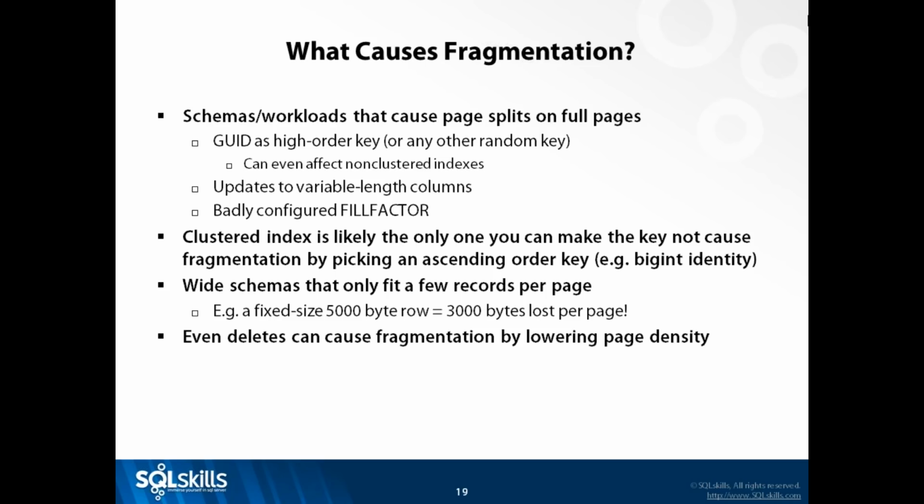Something that can cause wasted free space is very wide schemas. Let's say you have a 5,000 byte fixed size row. How many of those can you get on an 8K page? One. So that's 3,000 bytes lost per page. Lots of wasted space in the buffer pool. You might want to think about that when you're doing your design, because most of the time you can't redesign afterwards, and think about the data density of pages. The more space you can use on your pages, the better the data density and the fewer pages you're going to be having to read as part of your regular workload. Remember, we don't like physical reads.